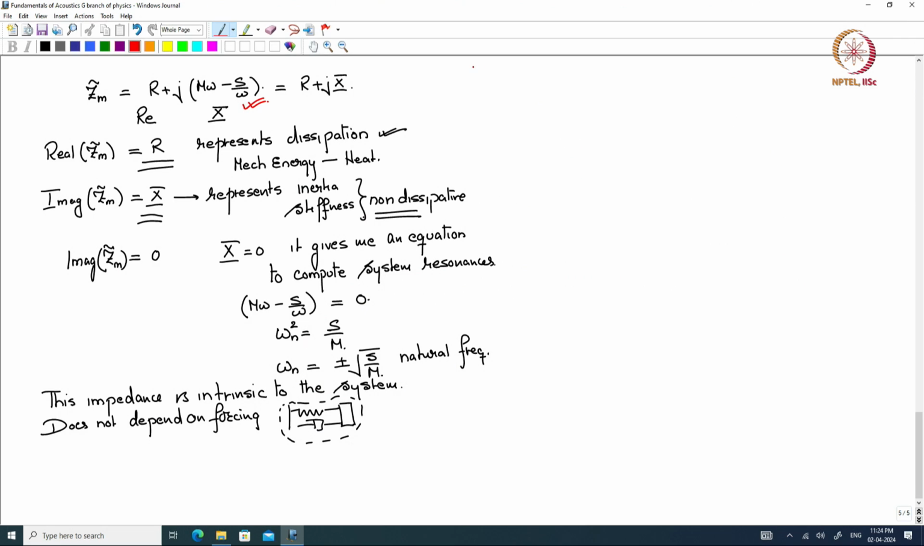Good morning and welcome to this next lecture on fundamentals of acoustics. We are looking at the response of a spring mass damper, and we have seen what mechanical impedance means. So, we are going to learn something more about this mechanical impedance, how it is intrinsic. Okay. So, let us look at this.